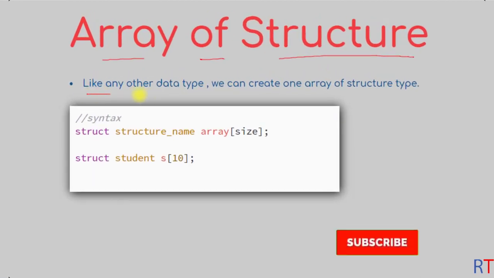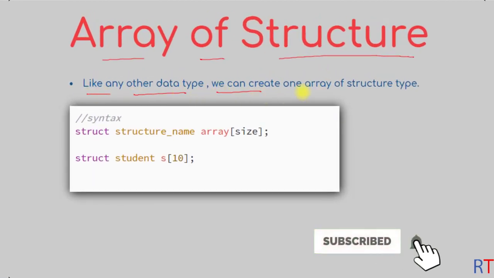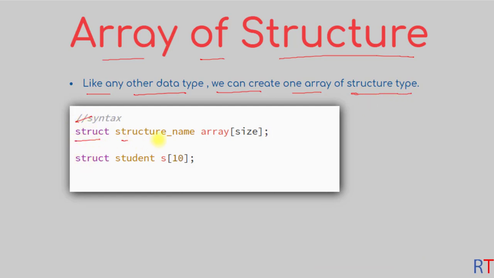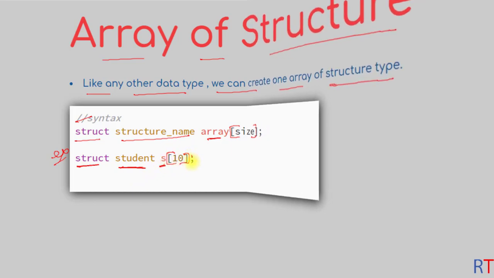Like any other data type, we can create one array of the structure type. The syntax is first you have the struct keyword, then the name of the structure, and then we can create one array with one specified size. For example, we have the struct keyword, then the name of the structure like student, and then the name of the array with the specified size 10.